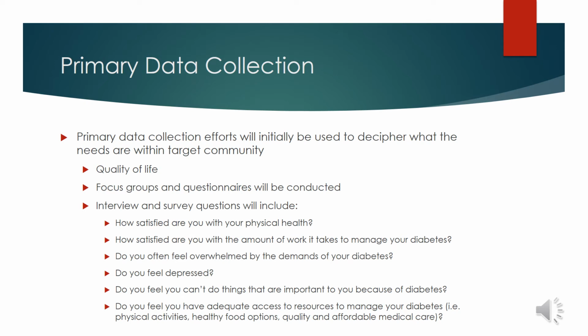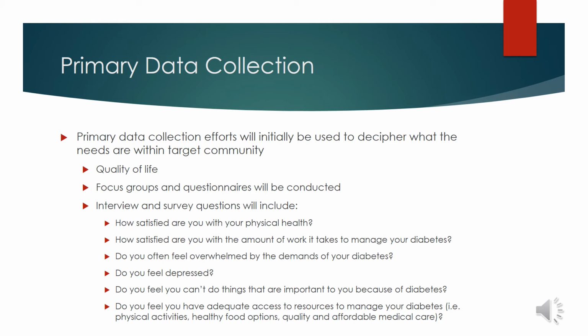Primary data collection efforts will initially be used to decipher what these needs are within the target community in order to establish a diabetes intervention program that will bring about the greatest quality of life for the population in question. Aspects of life with diabetes that may affect one's quality of life include the demands of diabetes care, such as eating carefully, exercising, monitoring blood glucose, and scheduling and planning appropriately, symptoms of low or very high blood pressure, and fears about or the reality of complications.